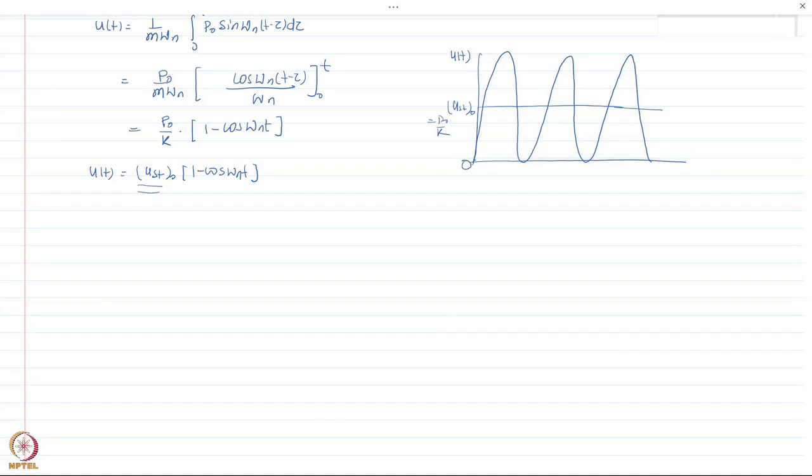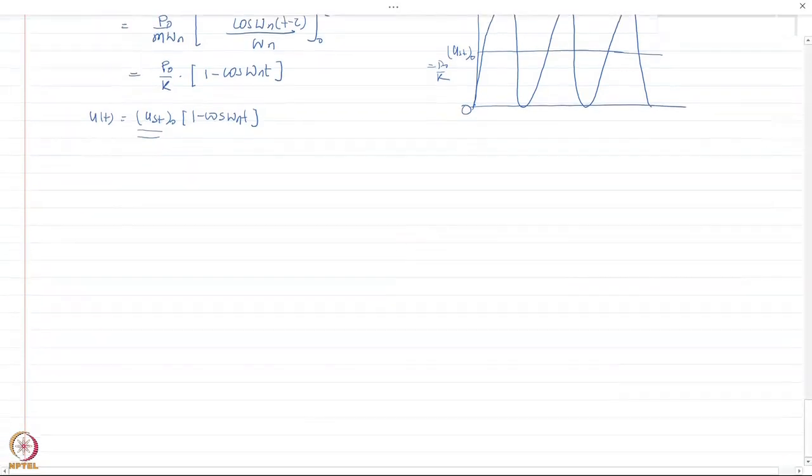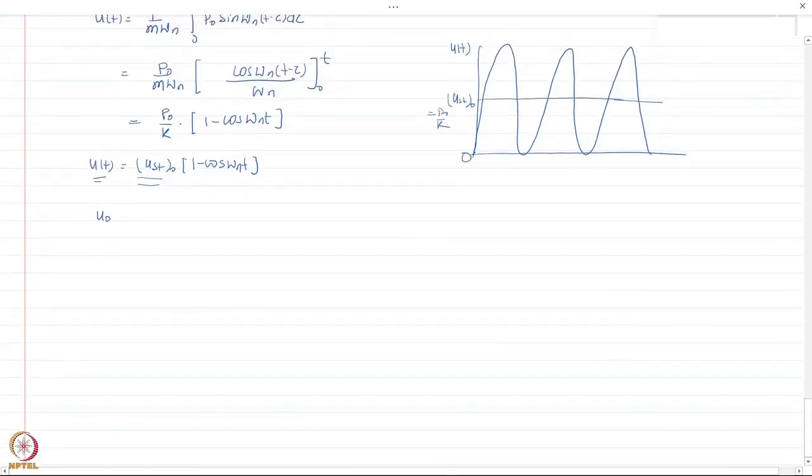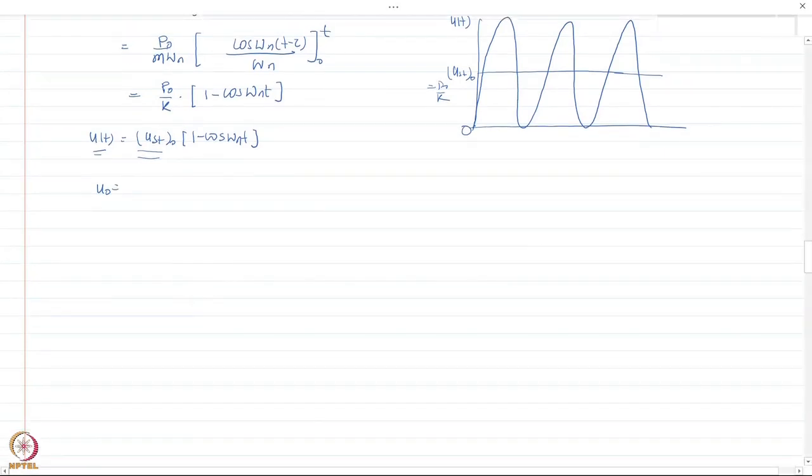All right, once you know that, let us see what is the maximum value of this u(t), or basically the peak dynamic displacement. In this case, as you can see, the function cos omega n t varies between plus 1 and minus 1. So the maximum would be 2 times U_st naught, which would occur when cos omega n t equals minus 1.